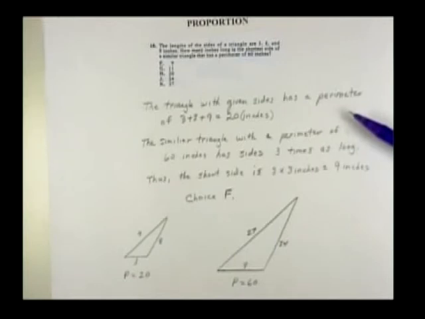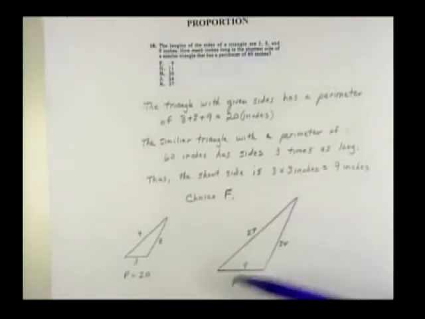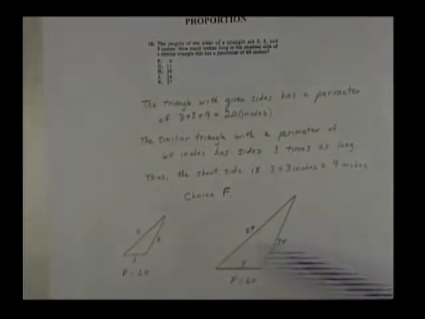The triangle with given sides has a perimeter of 3 plus 8 plus 9, or 20 inches. The similar triangle with a perimeter of 60 inches has sides 3 times as long. Thus, the short side is 3 times 3 or 9 inches. Choice F. A sketch of the 2 similar triangles could be helpful.